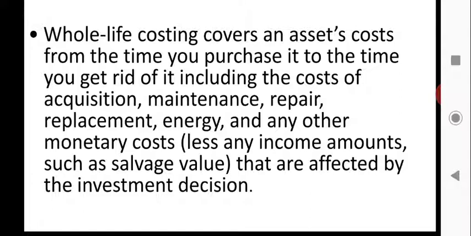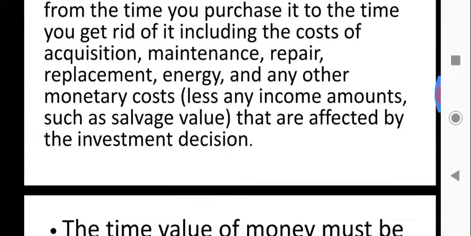Even your mixer grinder at home, your actual cost is only 1,500 rupees or 2,000 rupees, but if any problem occurs in the motor, what do you do? You need to replace that motor, and it costs around 600 rupees, 700 rupees once again. So if you spend one more 700 rupees, you can purchase a new mixer grinder. So like that, it is the energy and any other monetary cost.